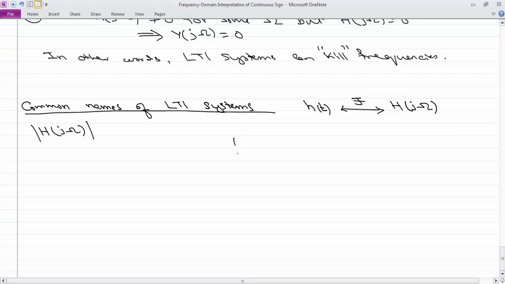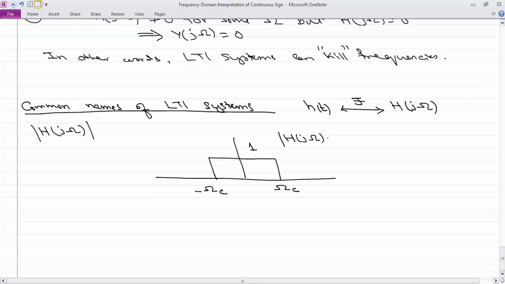So one of the most common versions is, if you plot it, it looks like this. Minus omega c to omega c, 1. This is what it will look like. If you want to write it mathematically, it will look like 1 for absolute value of omega less than or equal to omega c, where omega c means a fixed number. It's not a variable anymore. For example, omega c could be, let's say, 2 pi times 4,000 radians per second, and 0 otherwise.